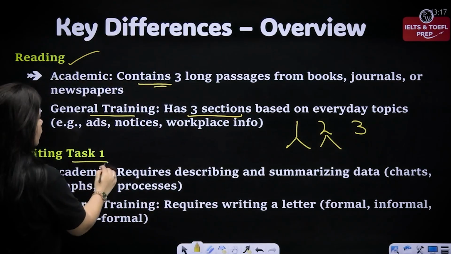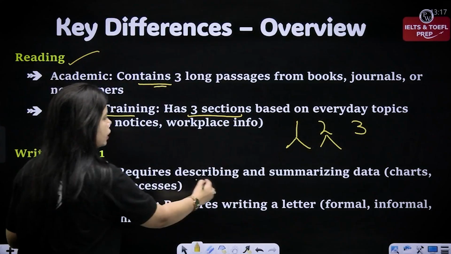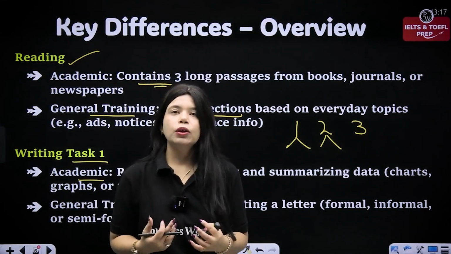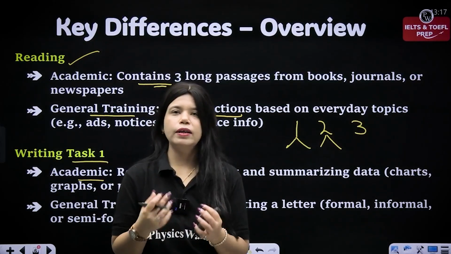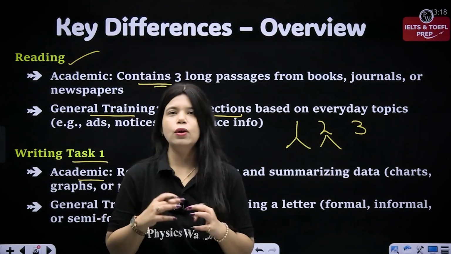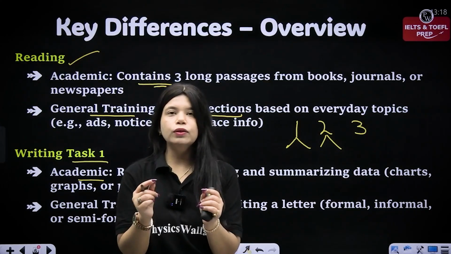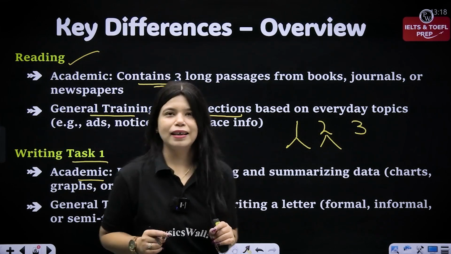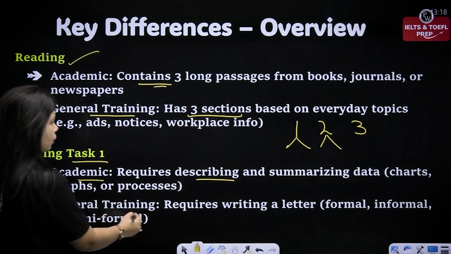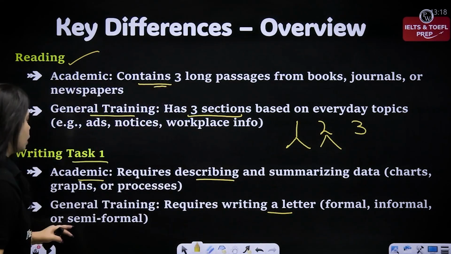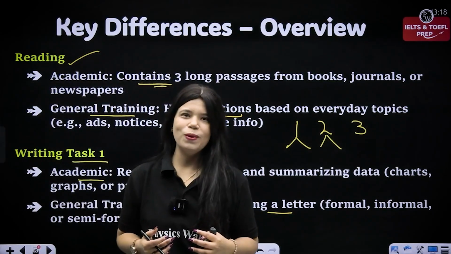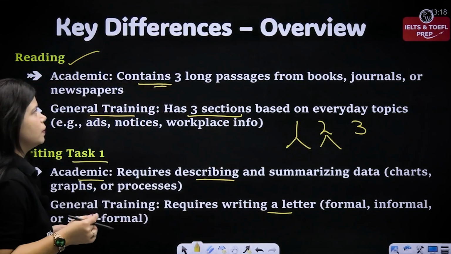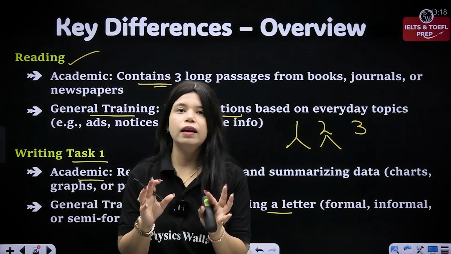Now, writing task 1 for academic IELTS aspirants: here you need to write a report on any visual input. Visual input means you may be given a bar graph or a line graph, and you have to write a report on that data. You have to summarize that data. That is writing task 1 for academic IELTS aspirants. But what about general IELTS aspirants? Here, writing task 1 is letter writing, which of course is simpler than report writing since you don't need to analyze data over here. Moving on now, so this was about dissimilarities. So there are 2 dissimilarities.